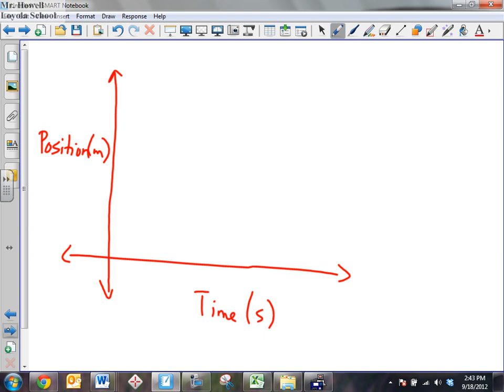Now, let's say that we have several increments. Give yourself 4 or 5 of them on each one.